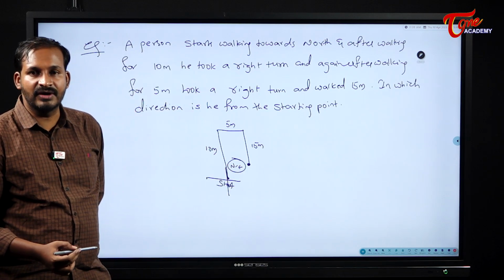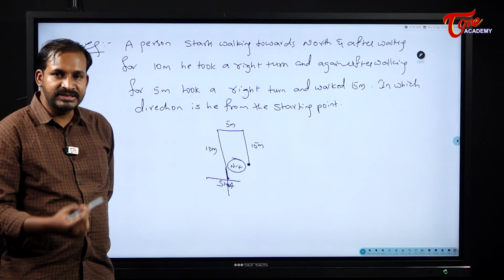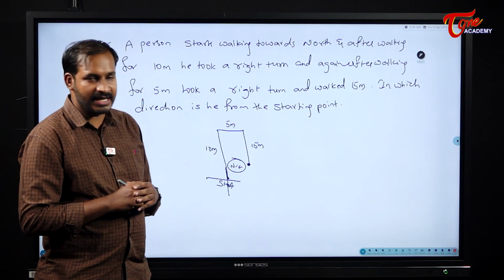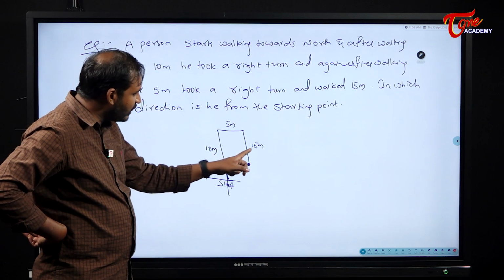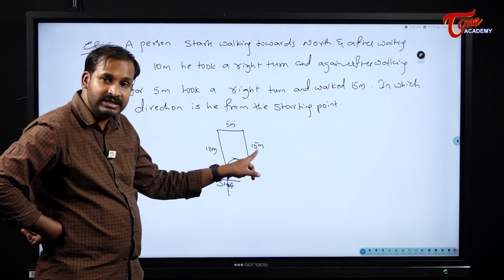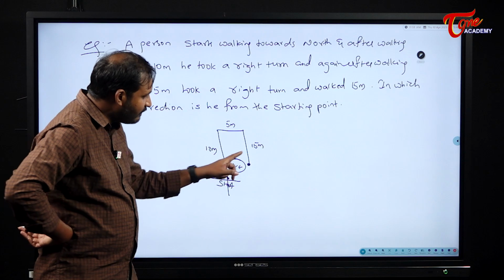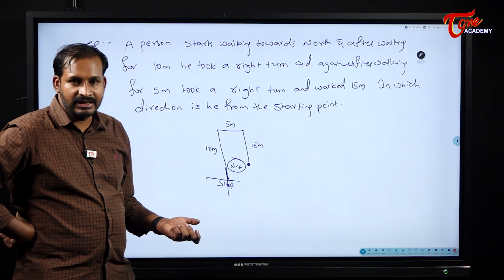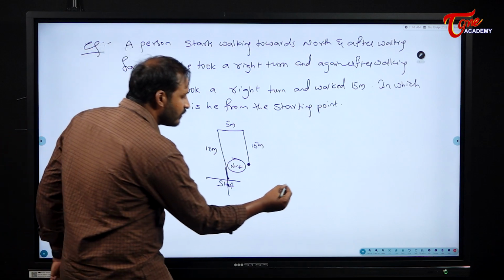Is this correct? What is the mistake which we have made here? Very simple. Sir, anyway we are drawing the approximate diagram. This is a 10 meters line, and what is the distance he is covering at the last? He is covering 15 meters. How can a 15 meters line be shorter than 10 meters? It is practically wrong, right? So please be careful while drawing the diagram.